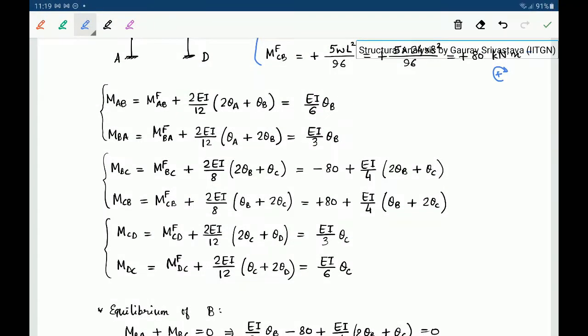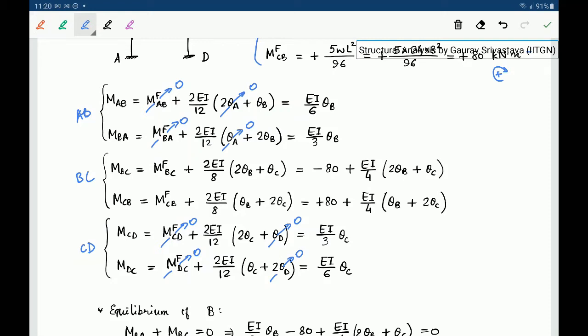Next, we will write the slope deflection equations, right? So for member AB, for member BC, and for member CD. There are three members, so we write three sets of equations. And whichever thetas are 0, we will set to 0 right away. So theta A is 0 because A is fixed. Theta D is 0 because D is fixed, right? And the MFAB, MFBC, MFCD and MFDC are 0. These are the fixed end moments which are 0, right?